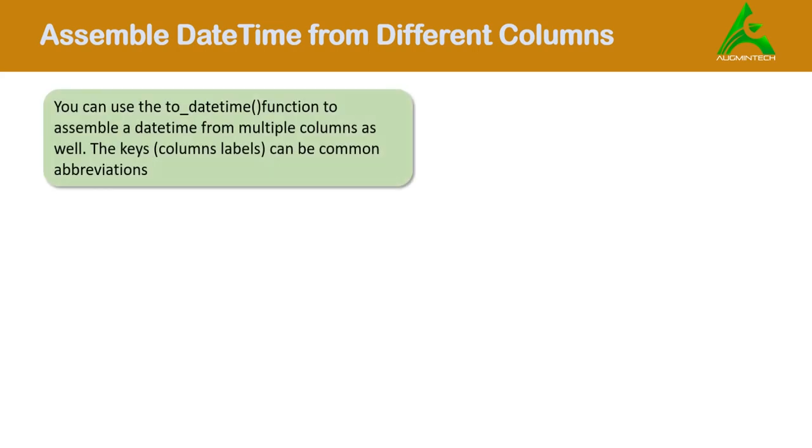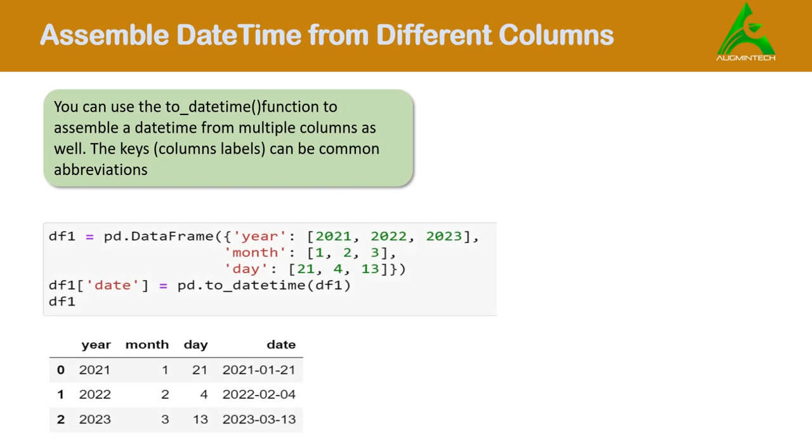Now let's see how to assemble datetime from different columns. Here we can use the toDateTime function to assemble datetime from multiple columns as well. The key column labels can be common abbreviations. Here we create a data frame having columns like year, month, and day, and then we can assemble or combine them to form a column known as date, which assembles all these columns, year, month, day, and displays the date in a proper format.